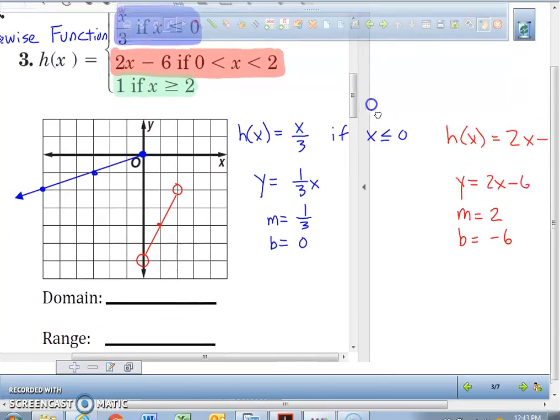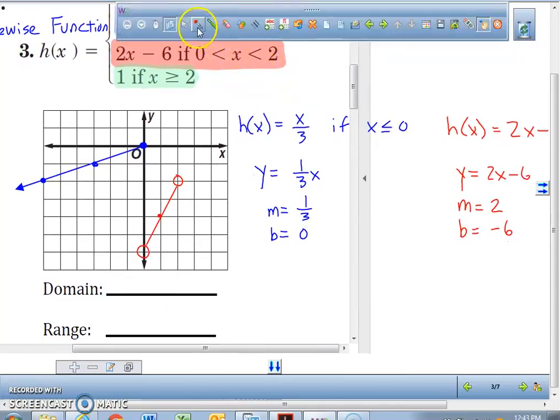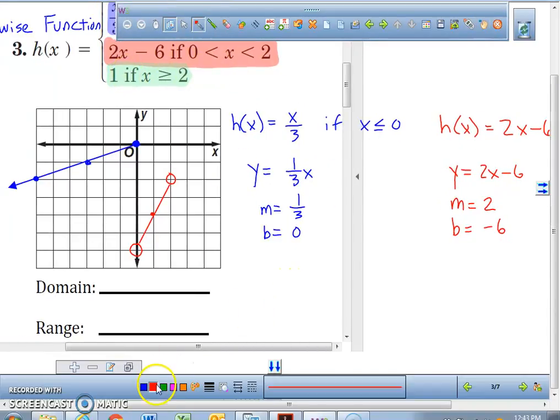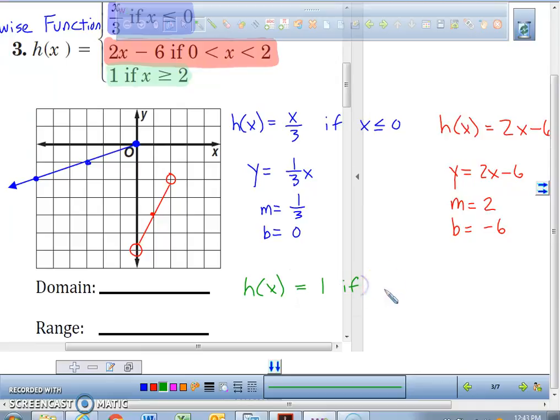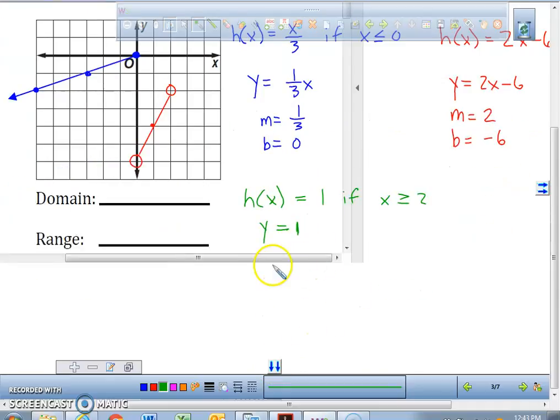All right, the final graph, everybody. The final graph we're going to graph is this one right here. So I'm going to do it right here below, so you guys don't have to move her around too much. But h of x equals 1 if x is greater than or equal to 2. And right underneath h of x, put y equals 1, because that's basically what our graph is. We're going to do a y equals 1 graph.